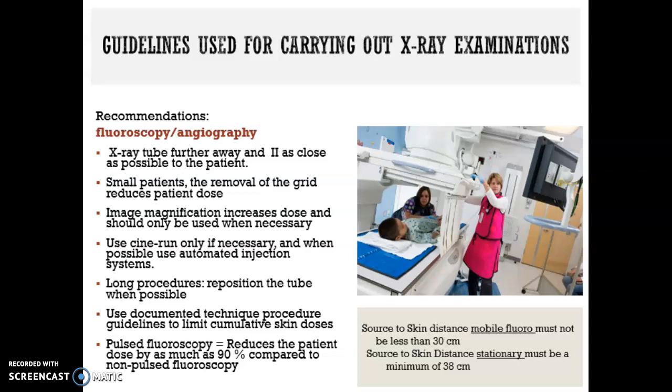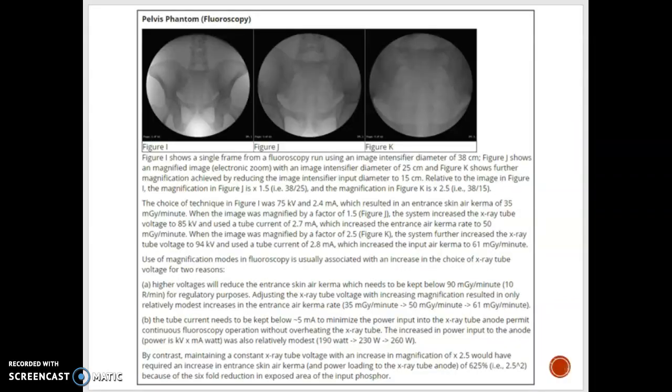We do not want to subject the same area of the skin to the X-ray beam for long periods of time because, as you know, the skin is quite sensitive and we want to avoid the risk of erythema. Always use pulsed fluoro when possible because this reduces the patient dose by as much as 90% when you compare this to non-pulsed fluoro. Here's an example of how magnification using an image intensifier can affect the patient dose.